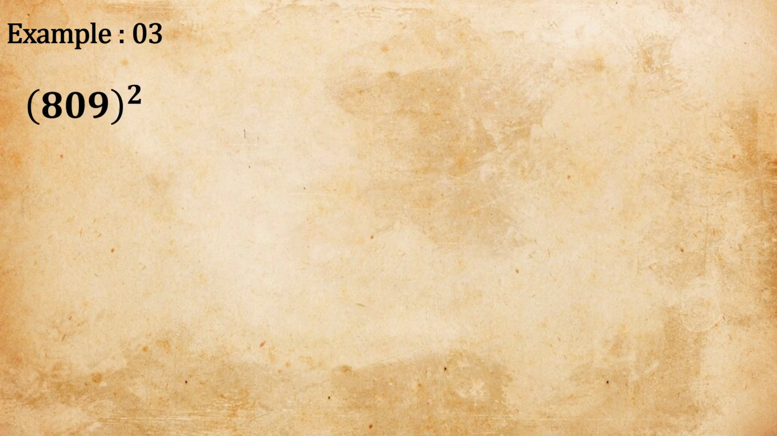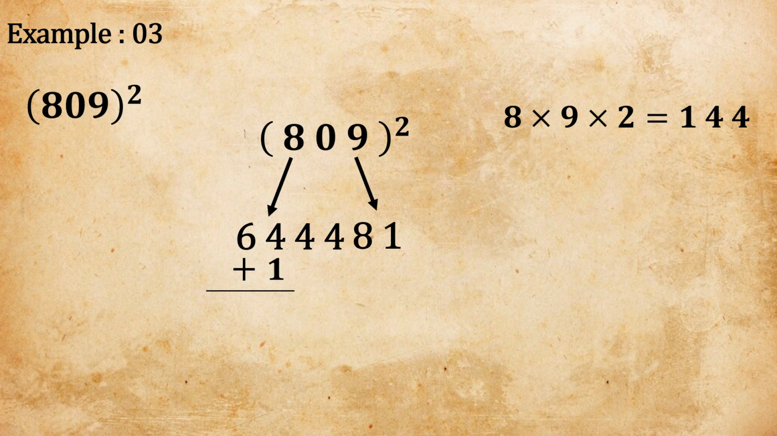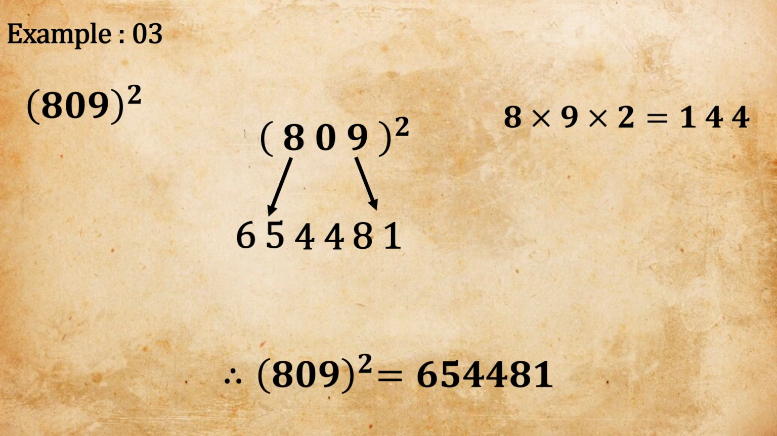Now let's take 809. Square of 8 is 64 and square of 9 is 81. Multiply 8, 9, 2, which gives 144. Since this is a 3-digit number, we will carry 1 over to 64. So 64 plus 1 equals 65. So you will get 654481. This is our answer.